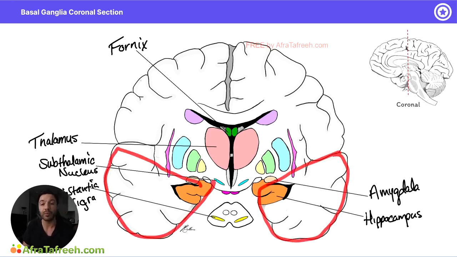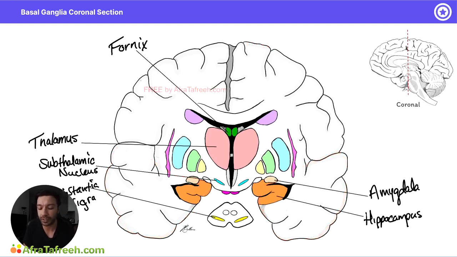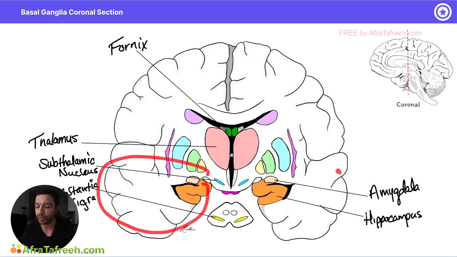So these structures, the amygdaloid nucleus and the hippocampus, are going to be found within that temporal lobe. And when we're looking at a horizontal section, it's cut through the brain like this. So you're not going to get that inferior portion where you'll see the temporal lobe with these structures in it. So let's take a look at that now.